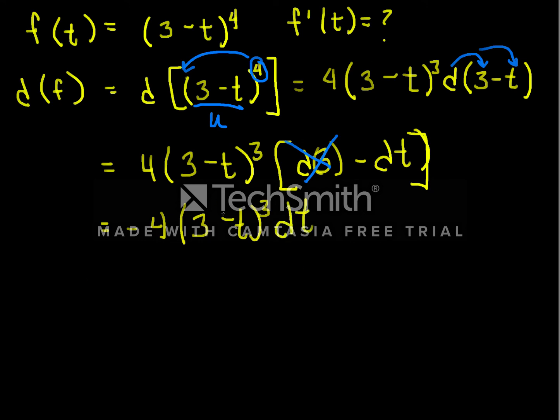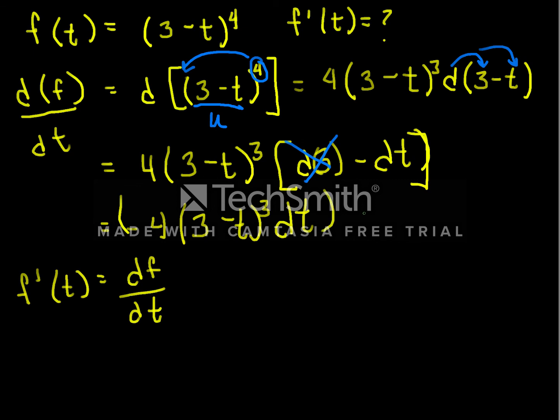And my question is, what was f prime of t? Well, f prime of t we know is equal to df over dt. And so I can take up here, just divide that by dt, and take this whole term and divide it by dt. And of course, that means that that dt and that dt cancel, and this becomes negative 4 times 3 minus t cubed.